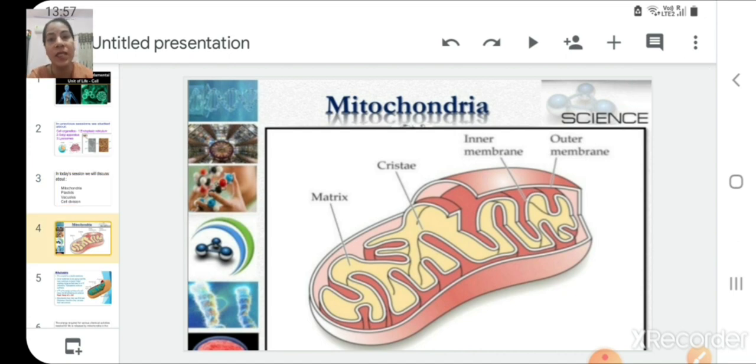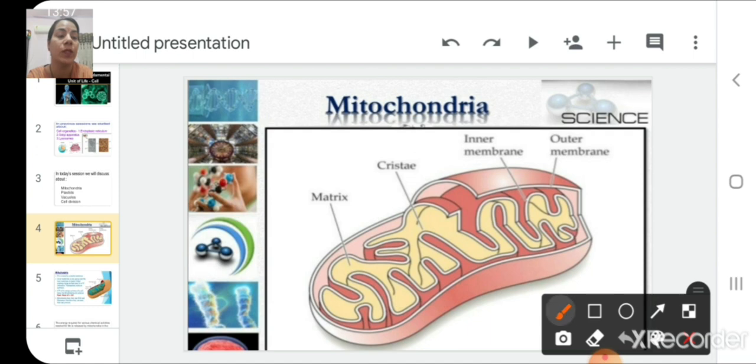In this slide you can see the picture of mitochondria. It has a double membrane layer. You can see the outer membrane and the inner membrane. The outer membrane is located outside and the inner membrane is towards the inside, and it is highly folded inward. This folding makes a special type of structure, finger-like projections, which are known as cristae.